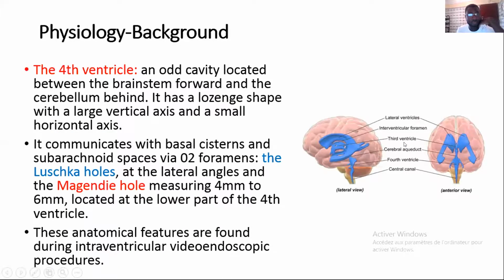The fourth ventricle is an odd cavity located between the brainstem in front and the cerebellum behind. It has a lozenge shape, like you can see here. It communicates with the basal cisterns and subarachnoid space via two foramina: the foramina of Luschka at the lateral angles, and the foramen of Magendie, measuring 4 to 6 mm, located at the lower part of the fourth ventricle. These anatomic features are found during intraventricular video endoscopic procedures.